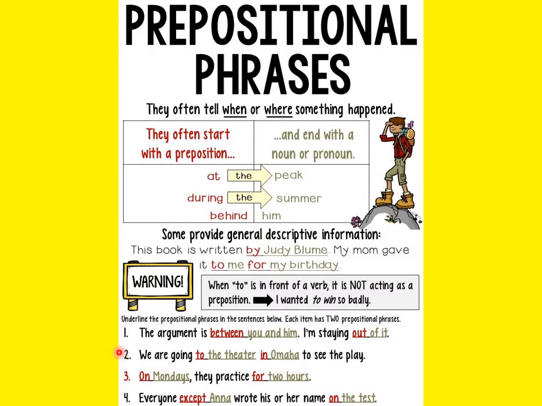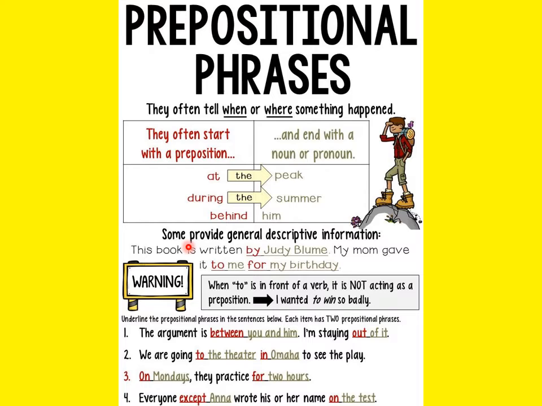Prepositional phrases often tell when or where something happened. They start with a preposition and end with a noun or pronoun. For example, at the peak, or during the summer, or behind him. These are prepositional phrases and they all start with a preposition. At, during, and behind are prepositions.